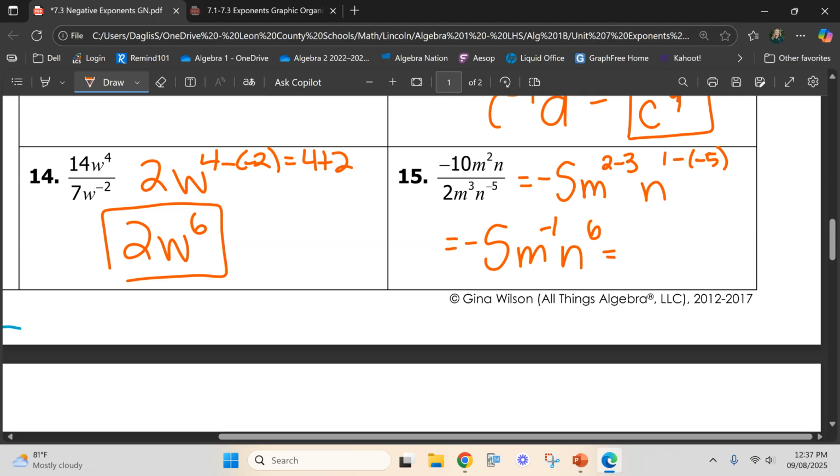It gets moved where? To the bottom. That gets moved to the bottom. So does this stay on top? Does this stay on top? Yes. So the -5 and the n^6 are good. And then 1 all over. And do I have to put the exponent of 1? No. There we go. Alright. Very nice. Feel good? Yes, feels good.